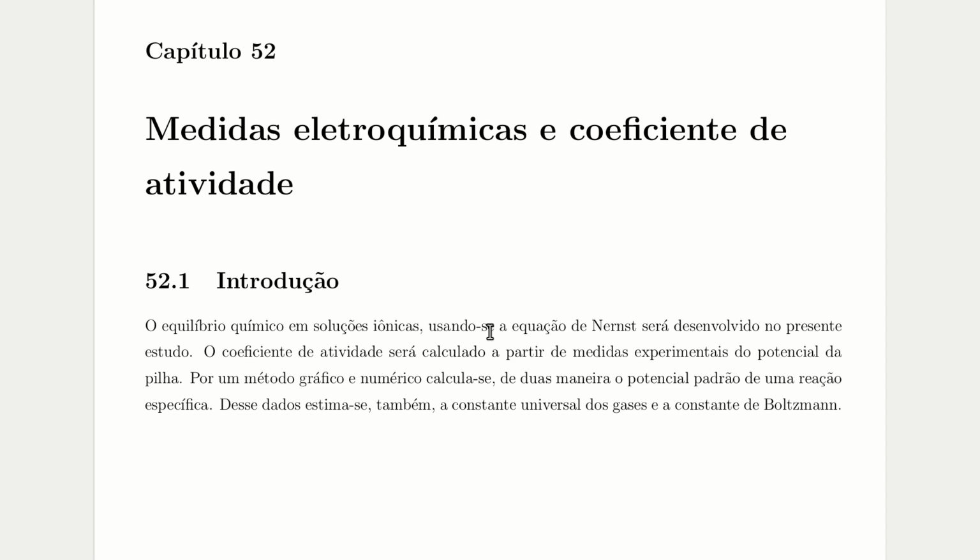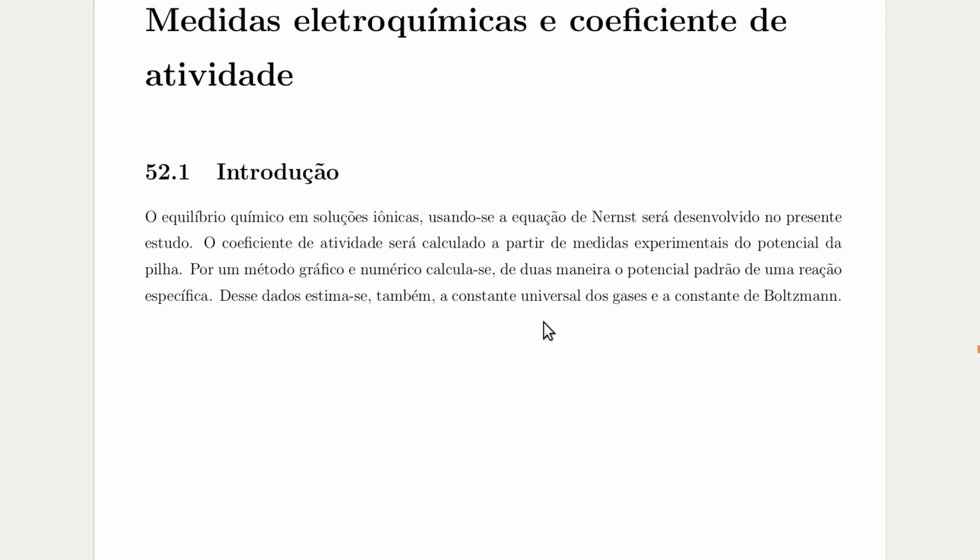Today I'm going to deal with electrochemical data. The point is how to extract activity coefficients from electrochemical data. We are going to use Nernst's equation, that is the equation that relates standard potential to potential and the equilibrium constant. And I'm going to show you two simple codes, how to use them, and that will be the chapter.